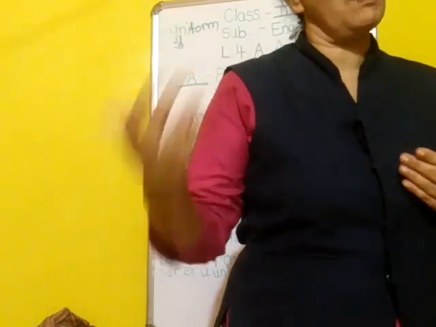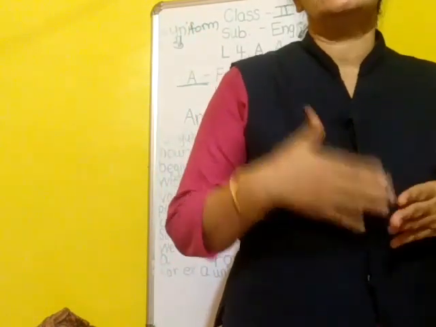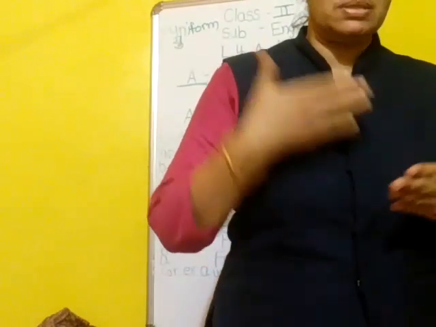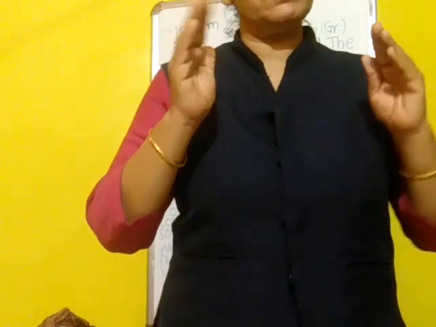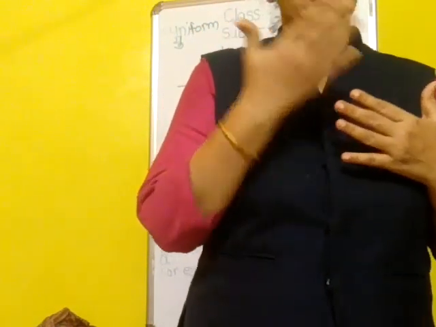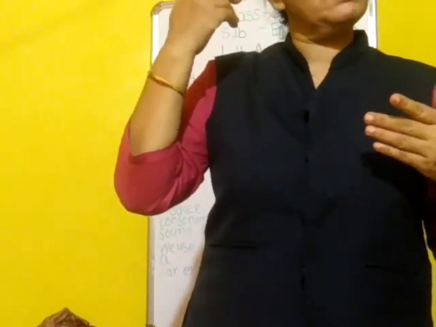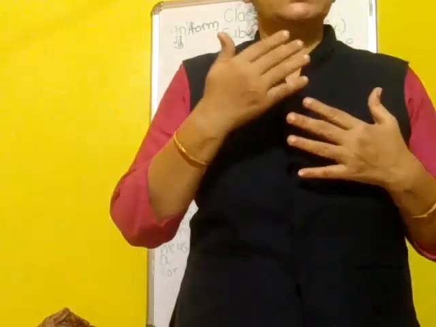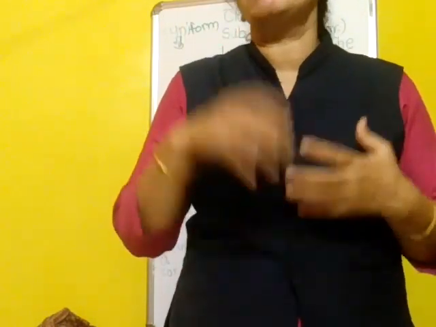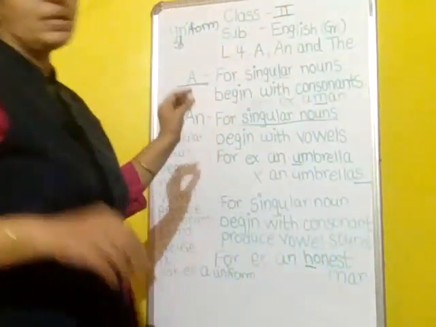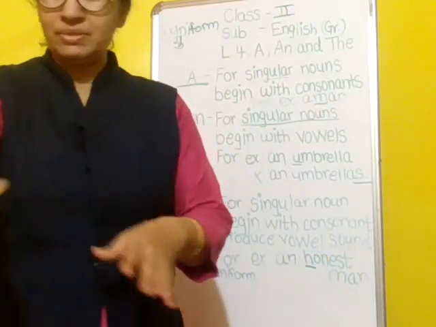See, though this is the rule that when the noun begins with a consonant we should write "a", and when the noun begins with a vowel we should write "an". Though this is a fact, this is the rule, one more rule is also there: whenever a word comes in front of your eyes, you should pronounce it. Okay? Whenever you write "a" and "an" for any word, definitely with the help of this rule you are writing. Okay? Blindly you are writing.